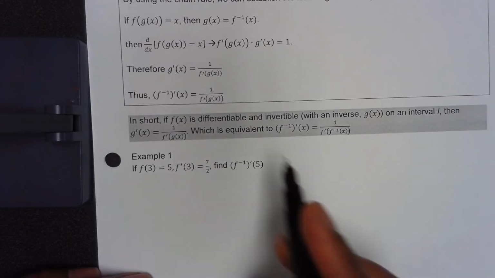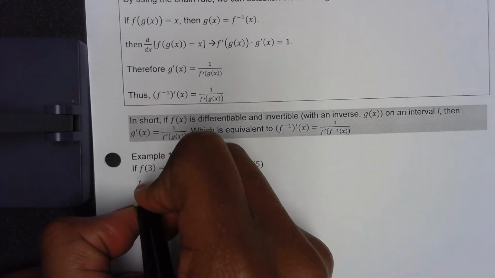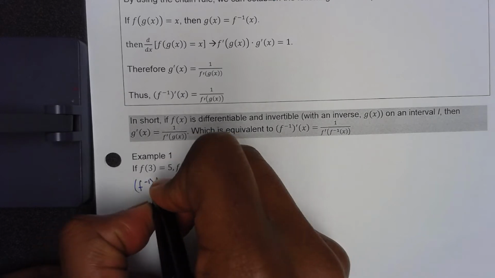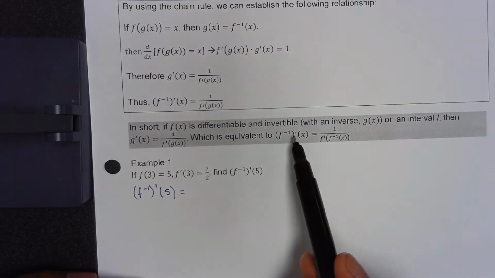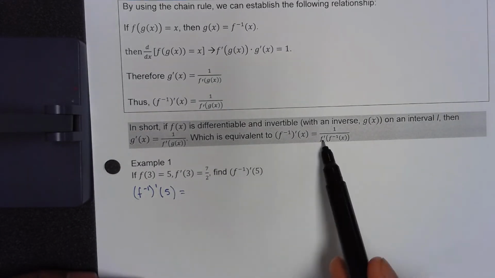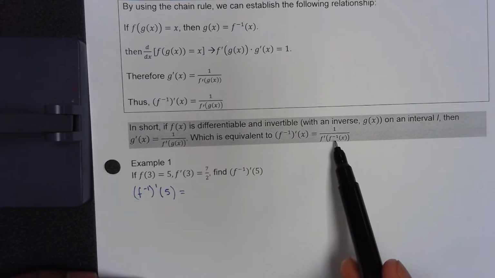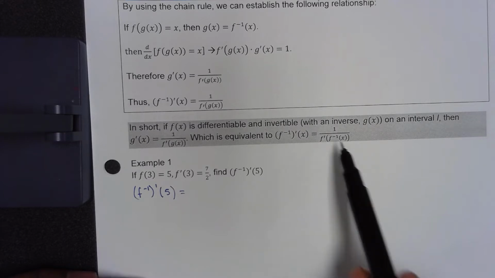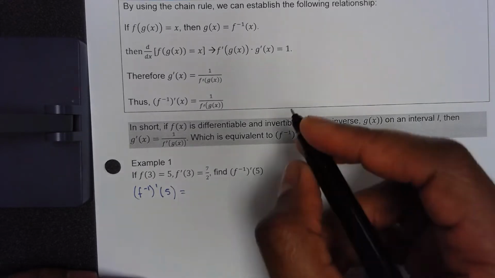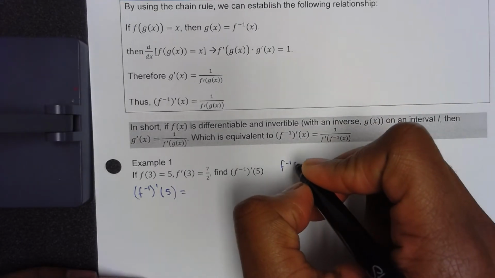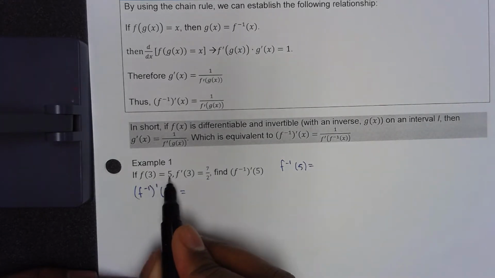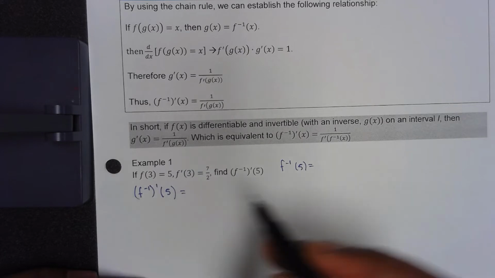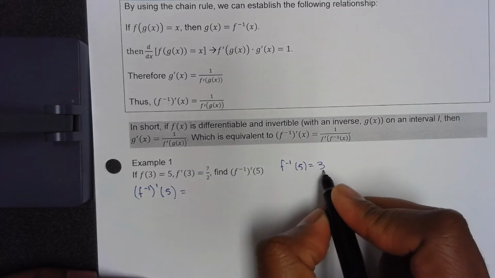In the first example, we are attempting to calculate f inverse prime of 5. To do that, we need to know what the derivative is evaluated at that point, and we need to know the actual inverse value for 5. So f inverse of 5 is easy to calculate. What input value gives us 5? In this case, that's clearly 3. So f inverse of 5 equals 3.